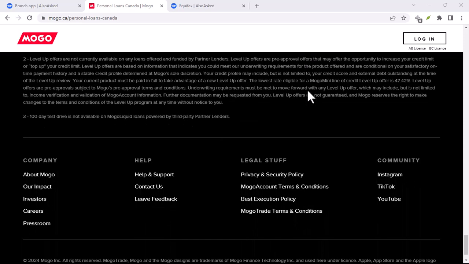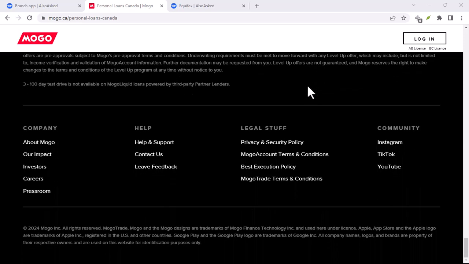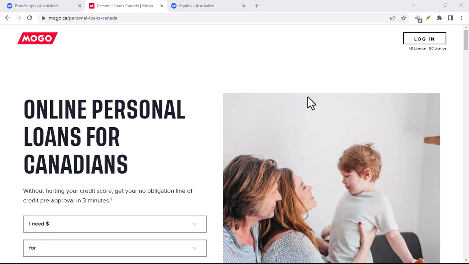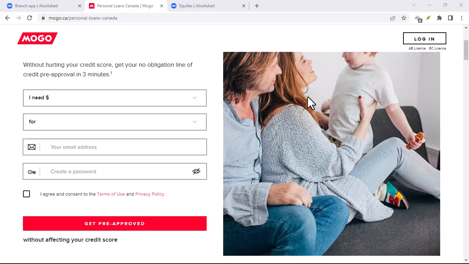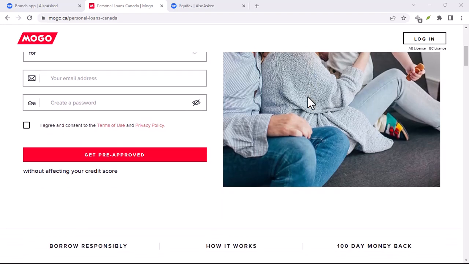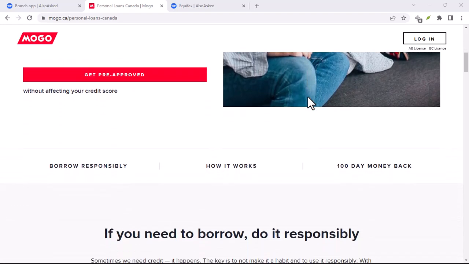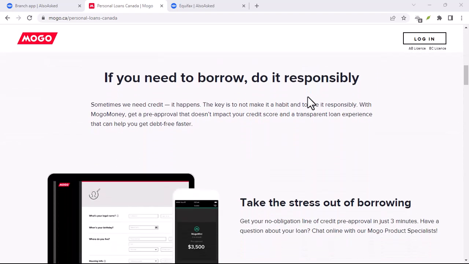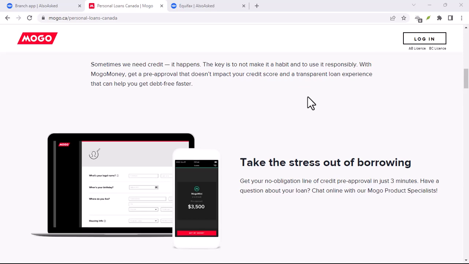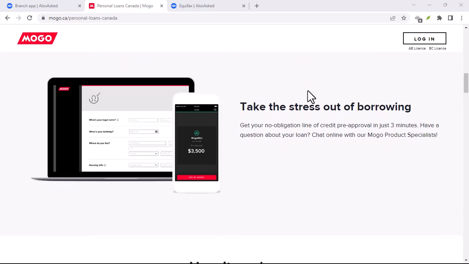Terms. The term of your loan is the amount of time you have to repay the loan. Longer terms can result in lower monthly payments, but they will also cost you more in interest over the life of the loan. Customer service. Make sure you choose a lender with good customer service. You want to be able to easily contact them if you have any questions or problems.